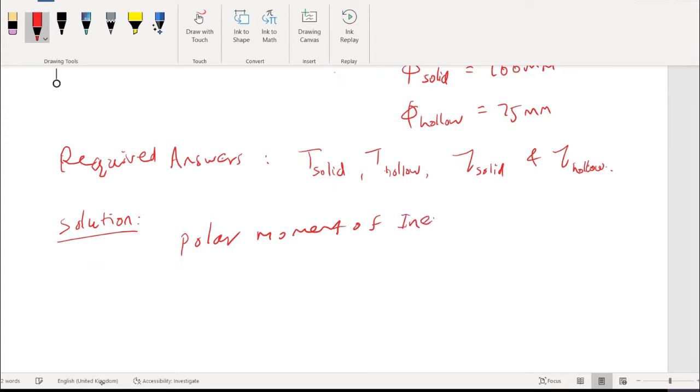Let me find out. Polar moment of inertia, denoted by J, which is common for both, right? The material property is common for both, and the unit will be the same, but the value will differ due to the packing of the material. This is solid and this is hollow, a bit of difference in radius. So let's find the polar moment for the solid first.